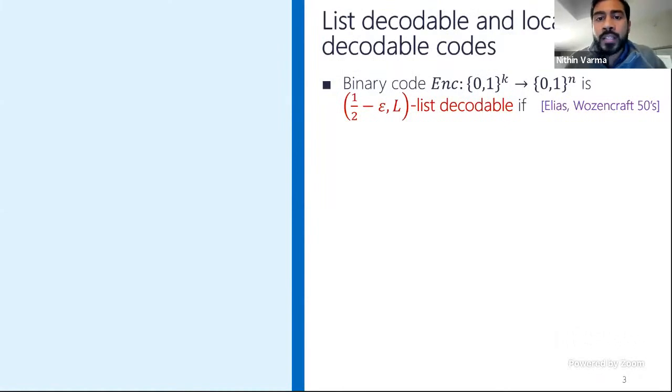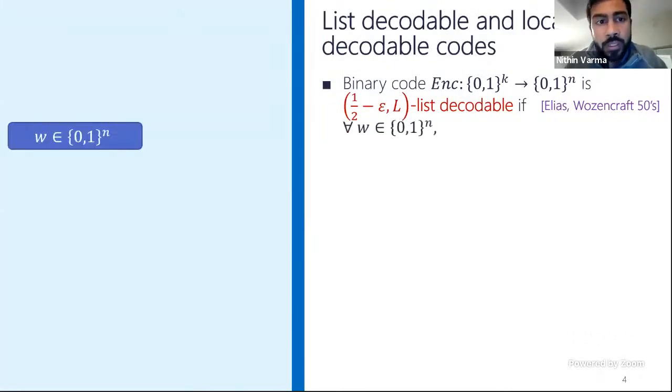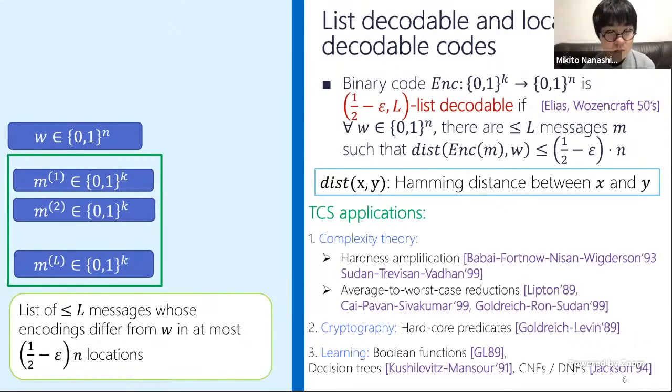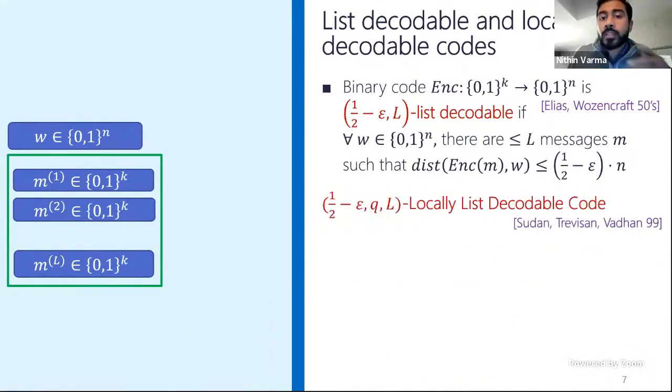A binary code is (1/2 − epsilon, L) list decodable if for every word W, there are at most L messages whose encodings are close to W, in the sense that the distance between the encodings of these messages and W is at most (1/2 − epsilon) times N. Or in other words, for every word, there are only very few code words in the code that are close to it.